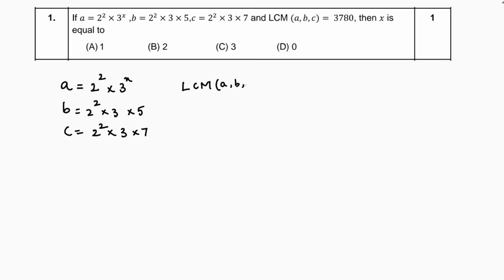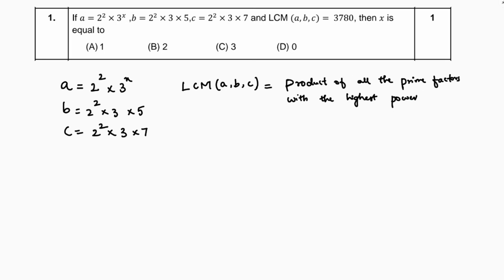See here, the product of prime factors is already given for all the three numbers. So LCM is nothing but the product of all the prime factors with the highest power. So if you observe, this is 2 power 2, 2 power 2, 2 power 2, so it is 2 power 2 and 3 power x. I don't know what x is, so it will be 1 or more than that. So 3 power x into 5 into 7. They already give LCM is 3780.